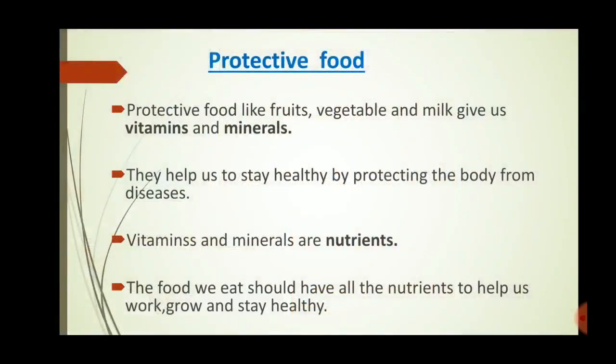Now the next type of food is protective food. Protective food like fruits, vegetables and milk gives us vitamins and minerals. They help us to stay healthy by protecting the body from disease. Vitamins and minerals are nutrients. Children, the food items which protect our body from disease are called protective food.